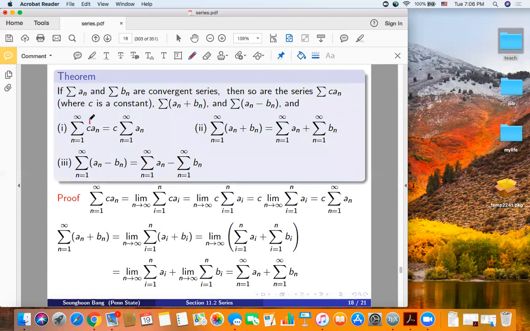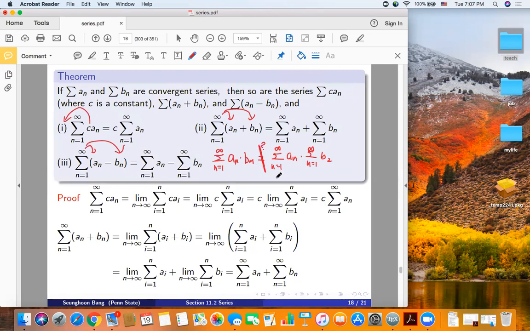Here, take out C. Distribute summation. So what about this one? Is this true or not? What do you think? True or false? Could you write your answer? The statement is true or false? False? Did you write false? Yeah, false. Really be careful.